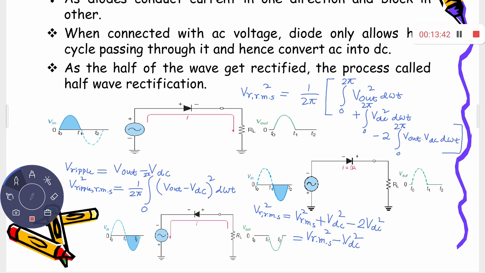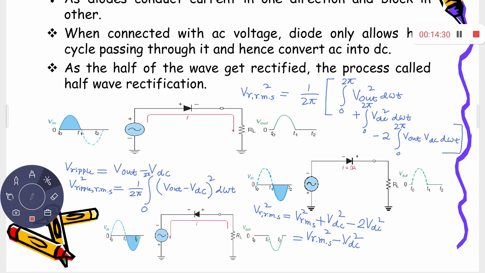Any doubt up to this? Whenever I have written that particular expression, I have not used whether it's a half wave rectifier or any other rectifier. The last part: integral from 0 to 2 pi of V out VDC d omega t. This VDC is constant, not a function of t, so you can take it outside. Then 1 by 2 pi, integration 0 to 2 pi, V out d omega t is the expression for the VDC. So minus 2 VDC outside, multiplied with VDC, so minus 2 VDC square.